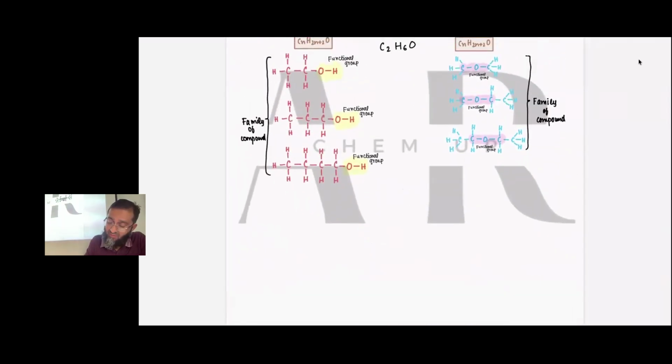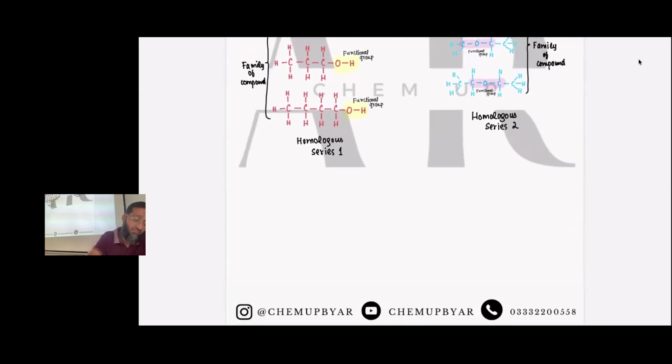So on the basis of that, this is called homologous series. The synonym for a group of compounds or a family of compounds, we call it homologous series. So over here on the left side, we have, let's say, homologous series 1. And on the right side, we have another group of compounds which have the same general formula, same functional group, and same chemical properties. So that is considered as homologous series 2. Is this clear to all of you? Yes, sir.